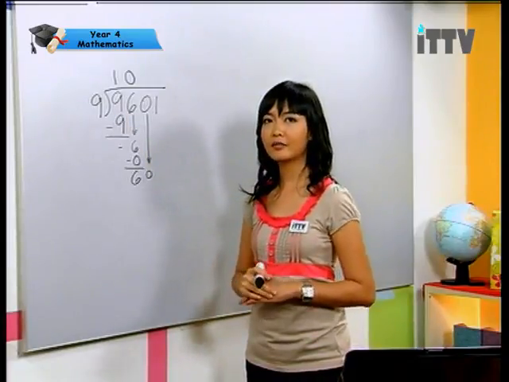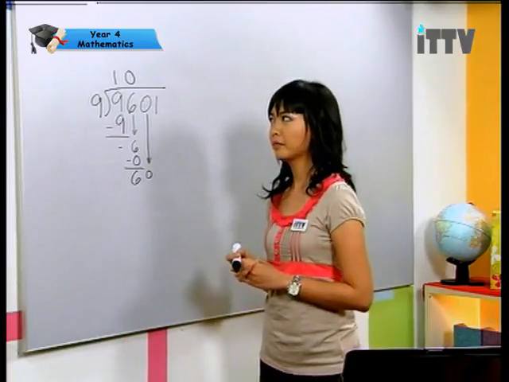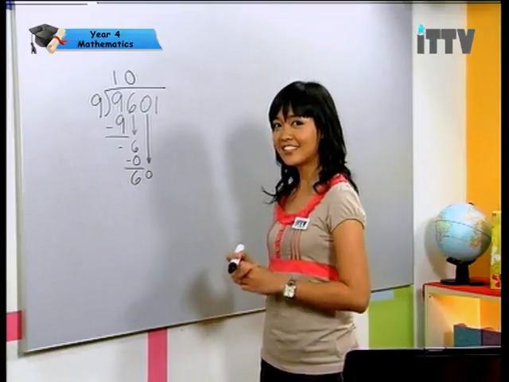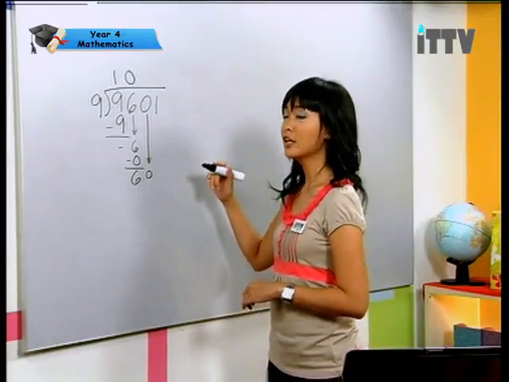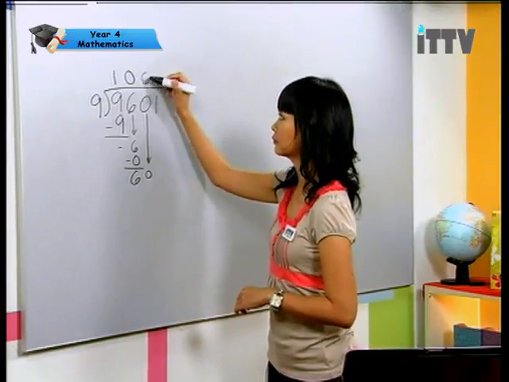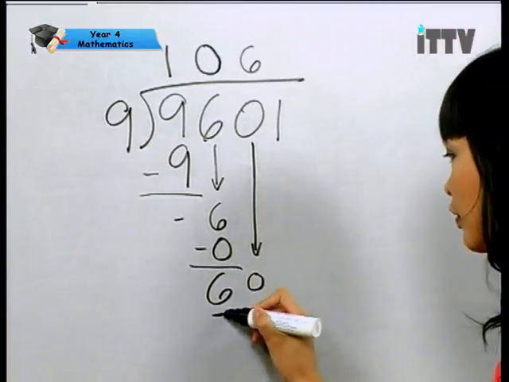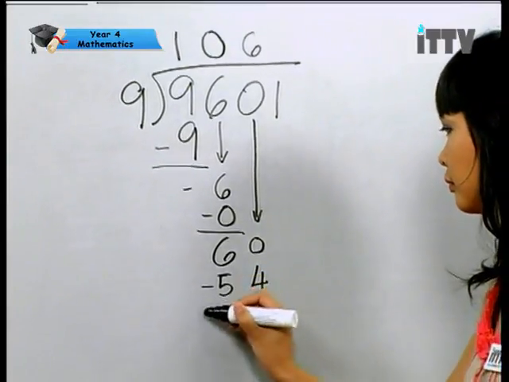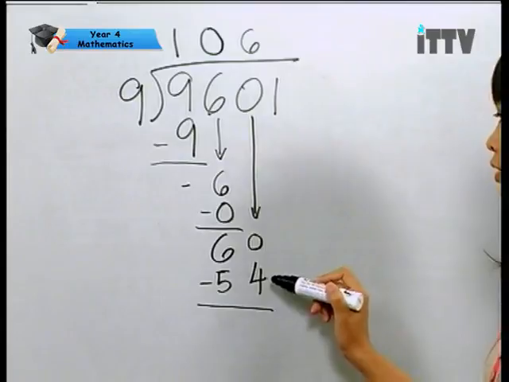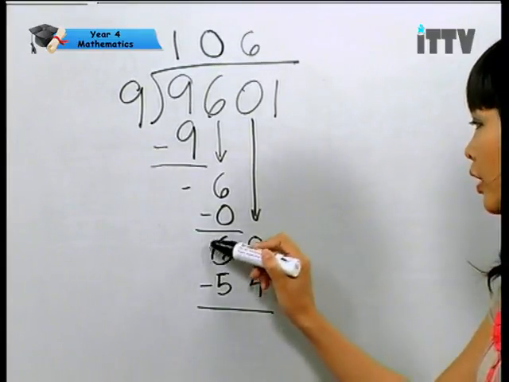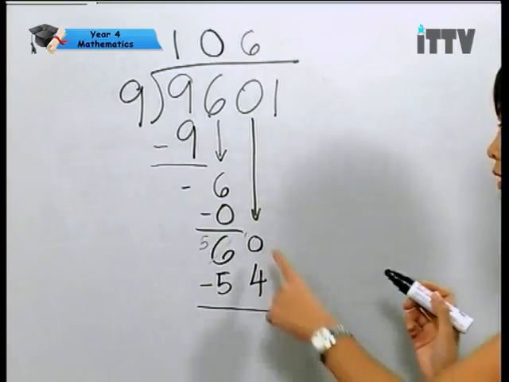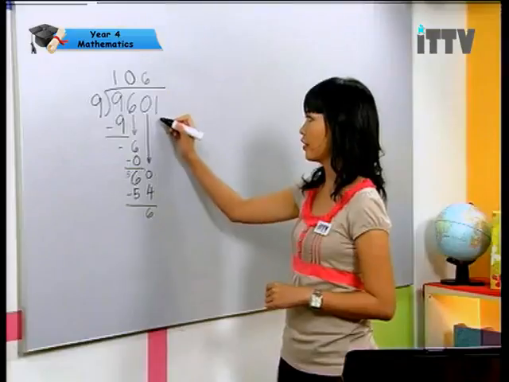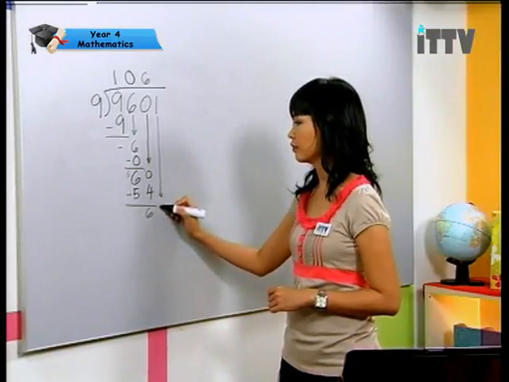60 divided by 9. What is the closest number that we can get? 9 times 6 gives us 54. And then the next operation is subtract. 60 minus 54, we have to trade. 10 minus 4 gives us 6. Here we have 0, and then we continue to bring down the next digit.